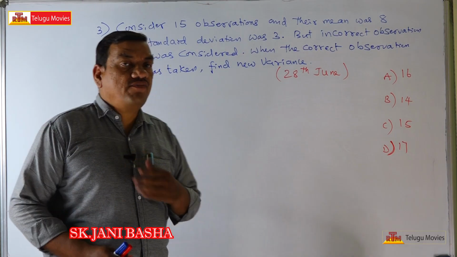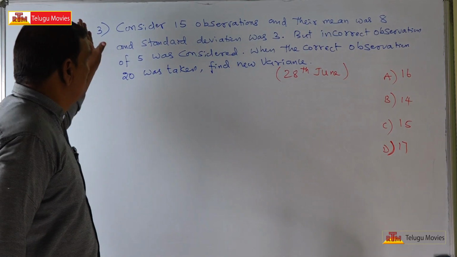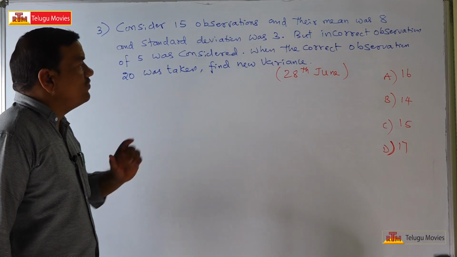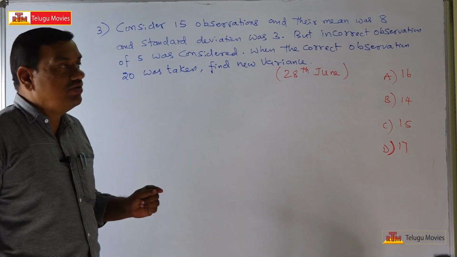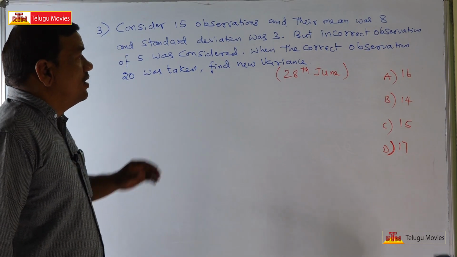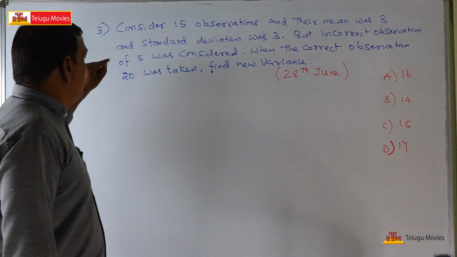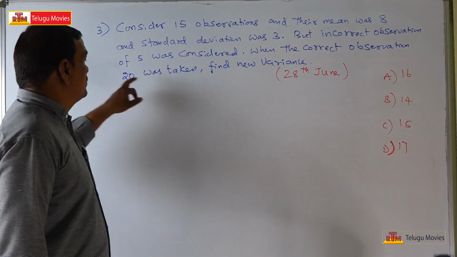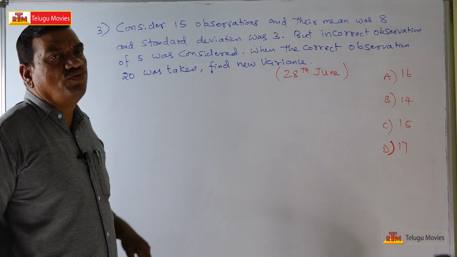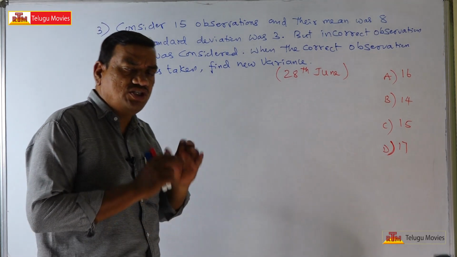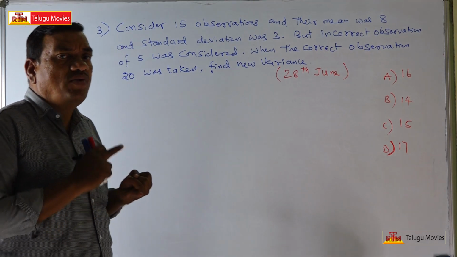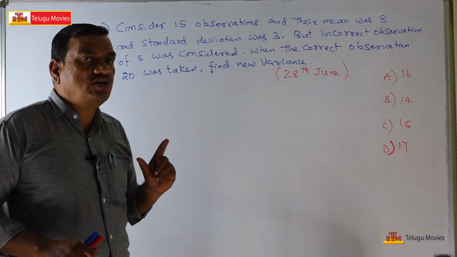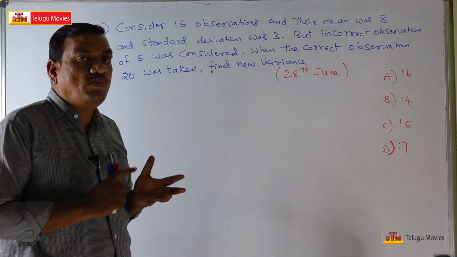So dear students, welcome to the third problem. Consider 15 observations whose mean was 8 and standard deviation was 3. But an incorrect observation 5 was considered, when the correct observation 20 should have been taken. Find the new variance. A very easy problem. This is also a problem on mean and variance only. So please concentrate more on the problems related to mean and variance.